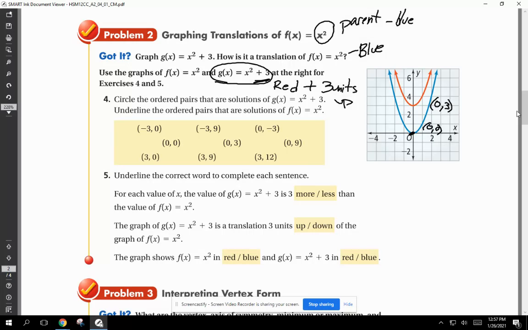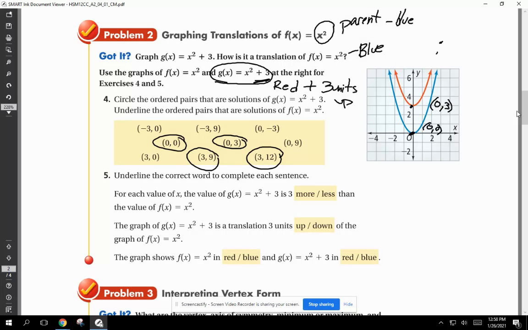Circle the ordered pairs that are solutions for these. We're not going to do this part, but I'll give you the answer. (0, 0) is right there. (0, 3) is right here. (3, 9), you can't see it. It's off the graph, up there. And (3, 12) is also off the graph, it's up here. I'm not going to show you those because they're not on the graph, and I think it's a waste of our time.